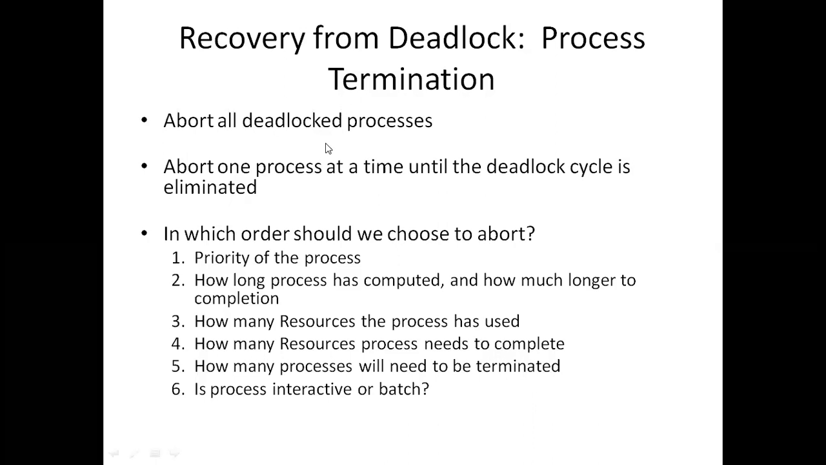If you abort all the processes, now what is the problem? You need to run all the processes again from the starting. So it is a foolish idea. In order to avoid such a problem, what you will do? You will abort one process and check for the cycle. If there is still a cycle, then again you need to abort one more process. You need to remove one more process from the cycle. Again you need to check for the cycle. Like that, you need to remove one process and check for the cycle. So this is the second one.